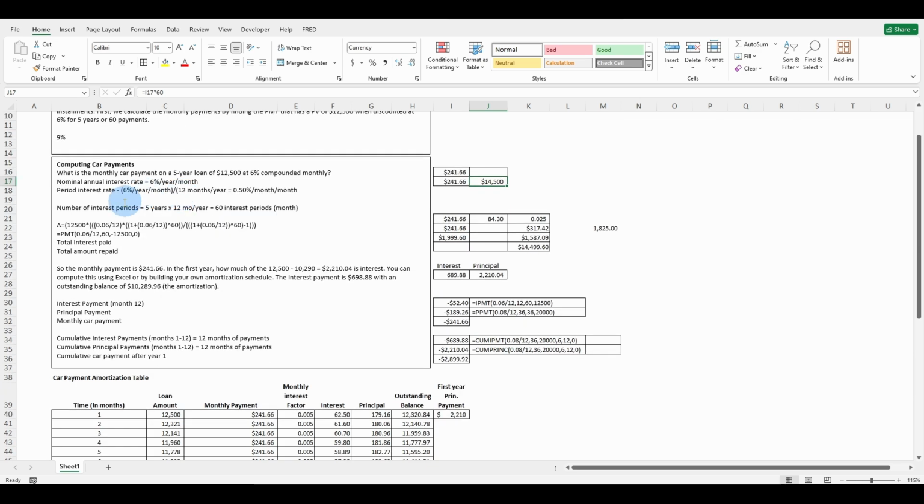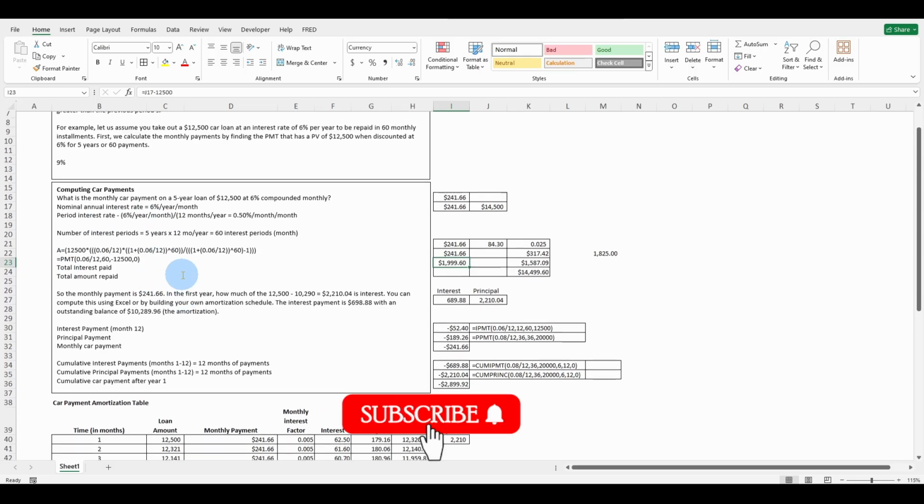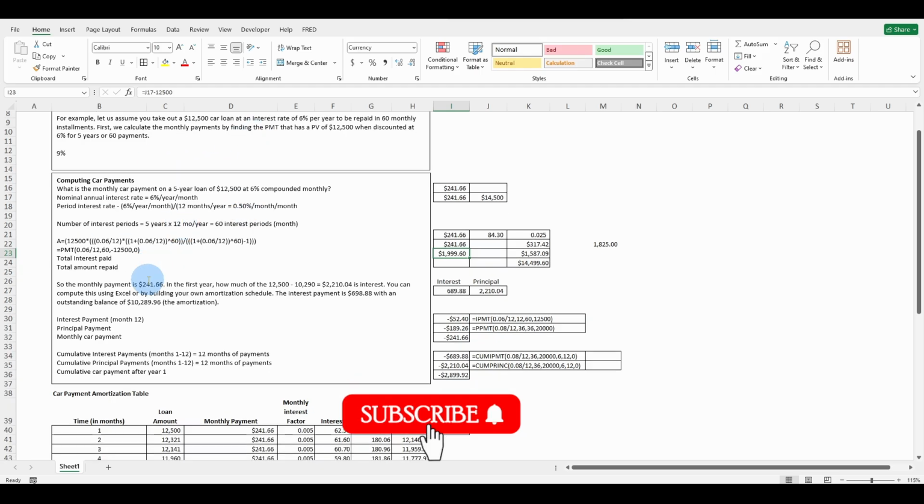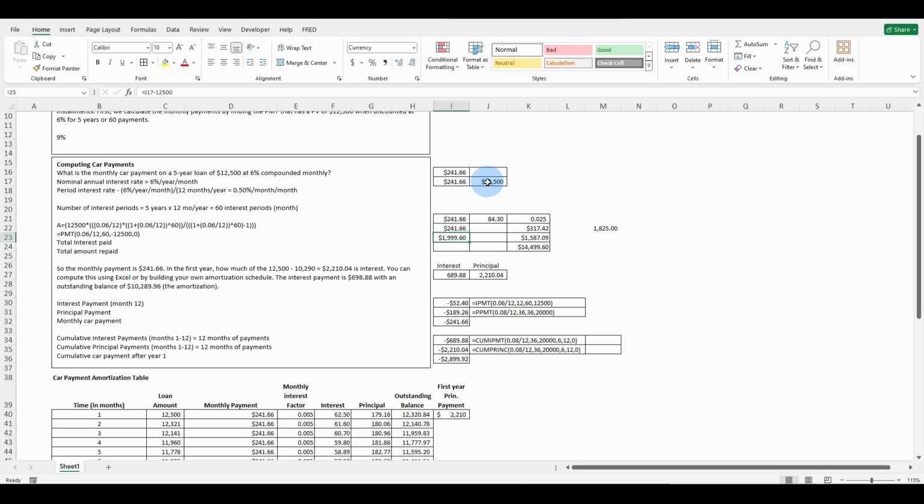Going down, number of interest periods, 5 times 12, 60 interest periods. So here's the formula, and then I just did it again. Payment, and then I just repeat it again. I do this because I'm trying to lead to something here. This should be the exact same thing as this right here. Now, the question is, what's the total interest paid? Well, here, it's very simple. The loan amount is 12 grand, but the cumulative amount is 14.5. So couldn't you just subtract 12.5 from 14.5 and come up with 2 grand in a back of an envelope type of approach?